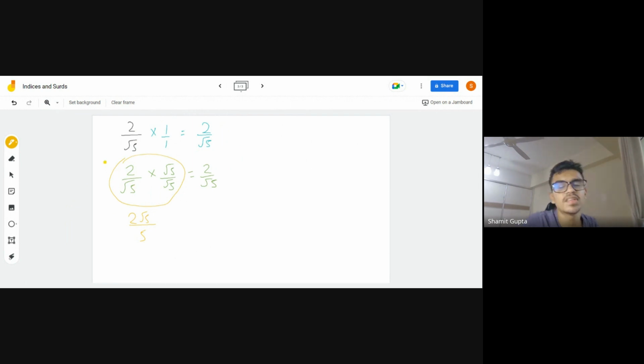This way, I've literally rationalized the denominator. They say I've rationalized the denominator. Okay. There's one more case where you'll need to do rationalization.